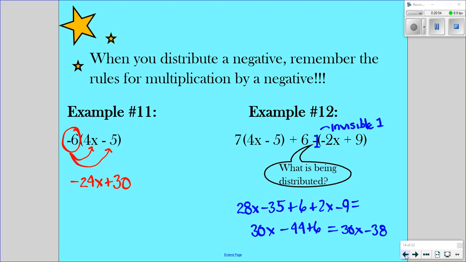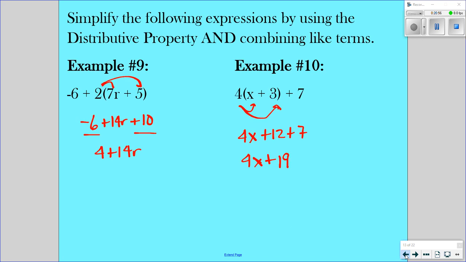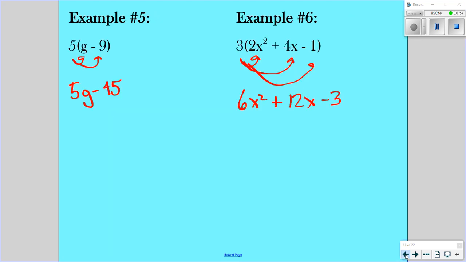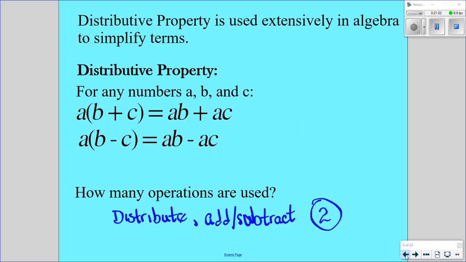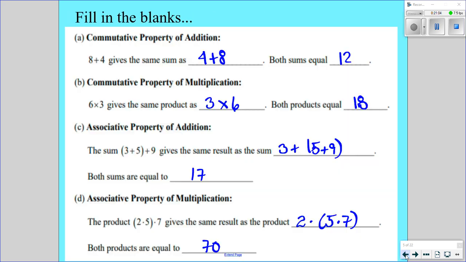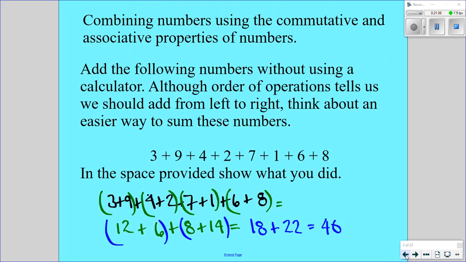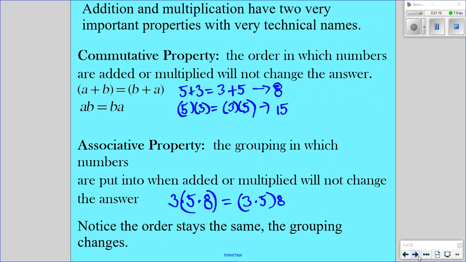Let's see if I got to the end. Yep. All right. So basically what we learned today was about properties. So I'm just working my way back to the front. Okay, so we learned about the commutative property and associative property. So commutative property, you can switch the order of the numbers and still get the same result. Same thing when you're multiplying, addition and multiplication.